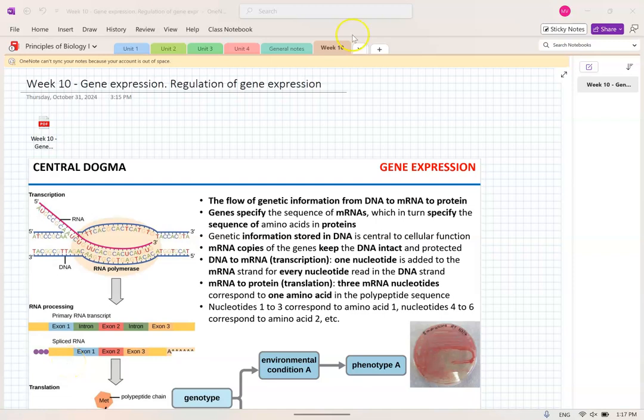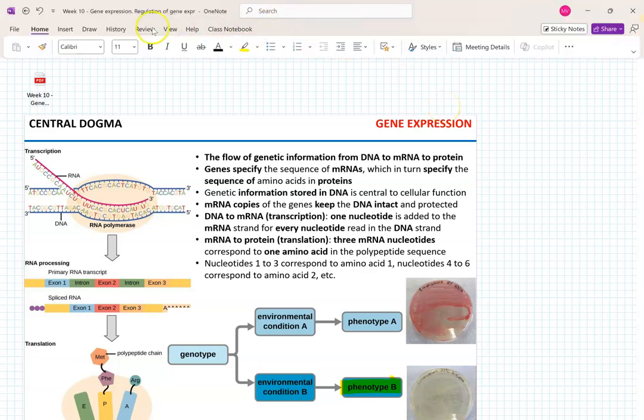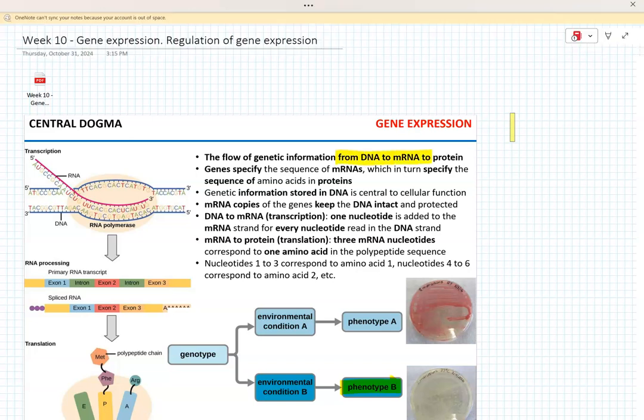In this lecture, we're going to discuss the process of gene expression, and we're going to start with the central dogma of molecular biology, which postulates that the genetic information flows from DNA to mRNA to protein. The genes within the DNA specify the mRNA sequence, and the sequence of nucleotides in mRNA specifies the sequence of amino acids within the proteins.